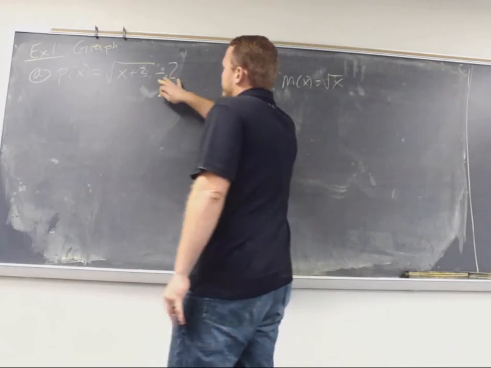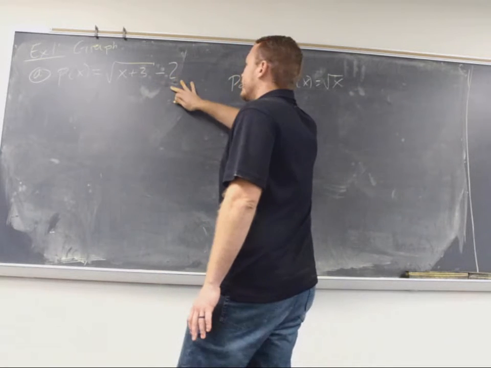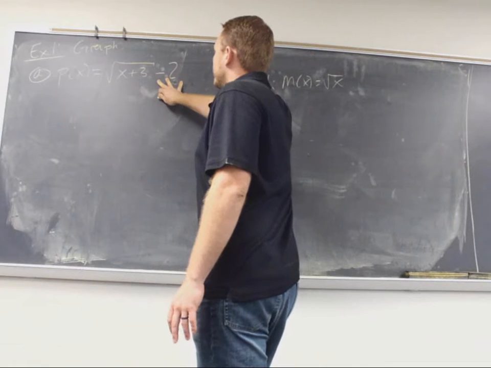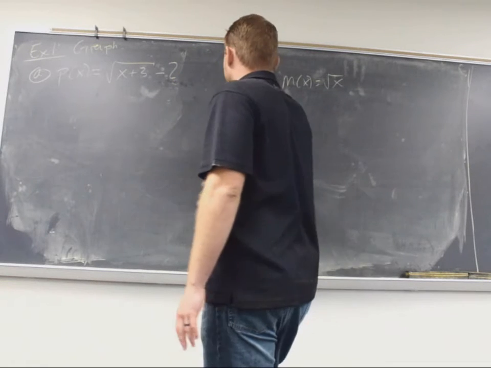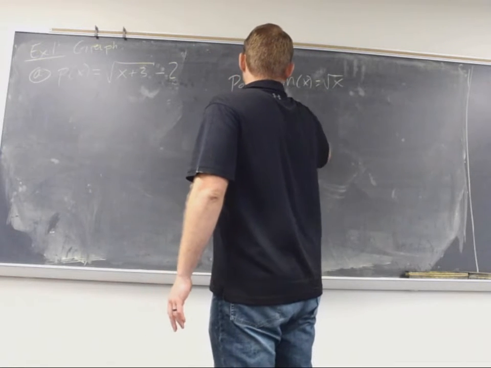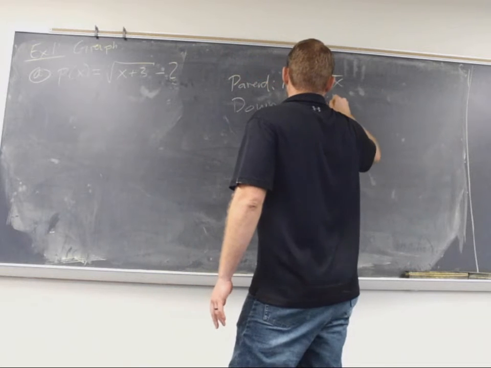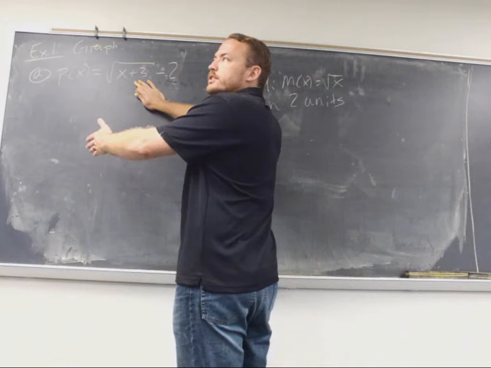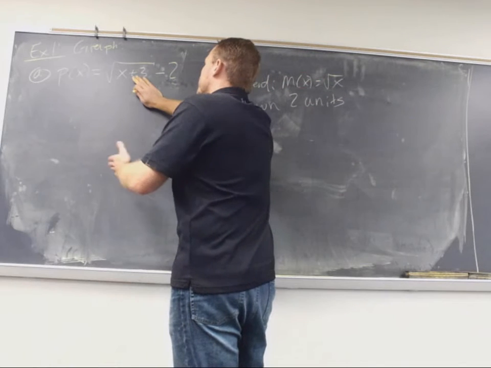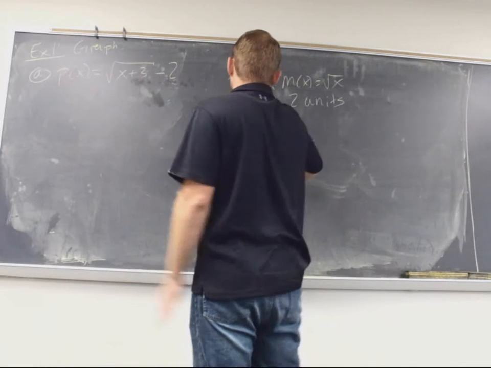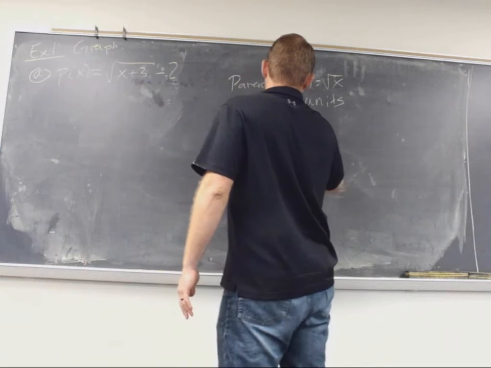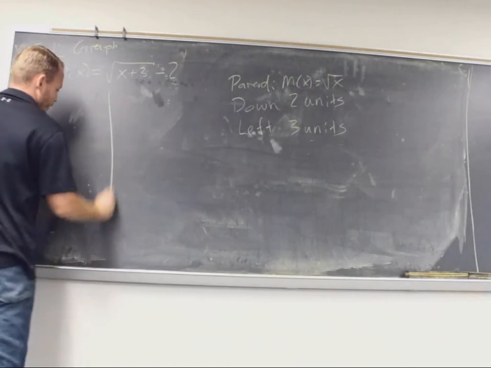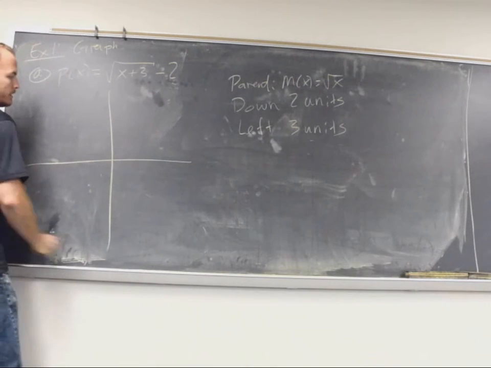Now let's write our shifts. Let's do the easy one first, the ones on the outside. If it's on the outside, that means it's going up and down, and it works the way we think it should work. So a negative 2 means we go down 2 units. And then on the inside, that's the horizontal, and it works opposite of how we think it should work. So we have a plus, so that means it's going left 3 units. Now let's graph it.